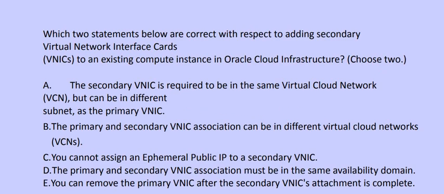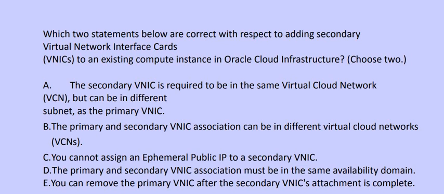Now the question is, which two statements below are correct with respect to adding secondary virtual network interface cards (VNICs) to an existing compute instance in Oracle Cloud Infrastructure? Choose two options. And the options are: Option A, the secondary VNIC is required to be in the same virtual cloud network (VCN) but can be in different subnet as the primary VNIC.